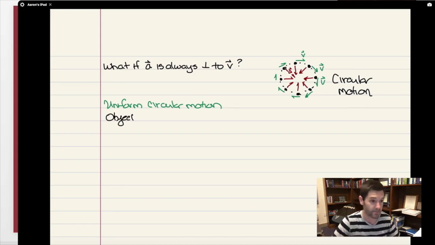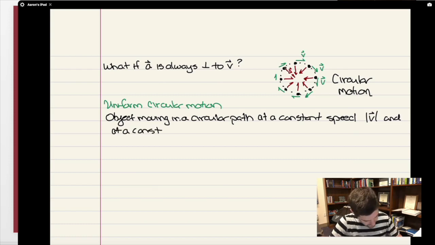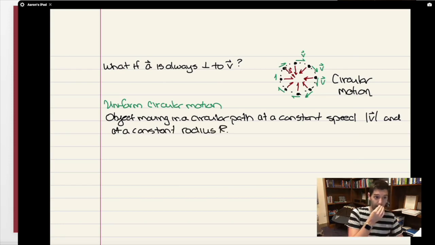But we'll stick with uniform circular motion, which I'll define as an object moving in a circular path at a constant speed and at a constant radius. That last point is a little redundant because I called it a circle, but yeah.